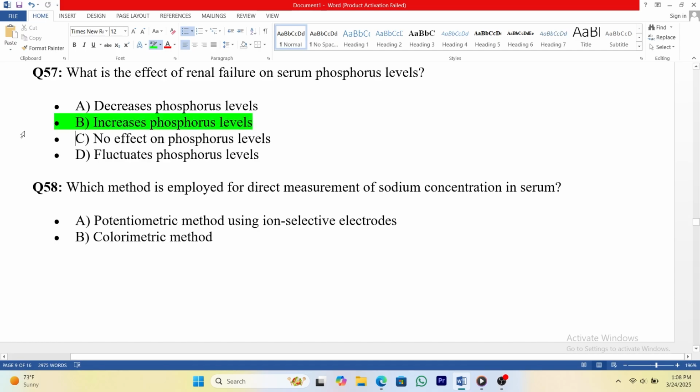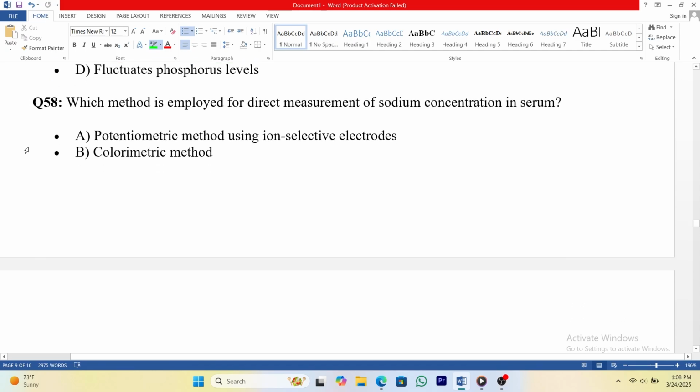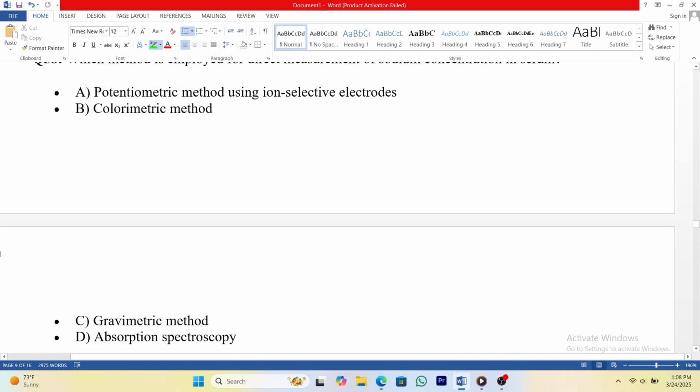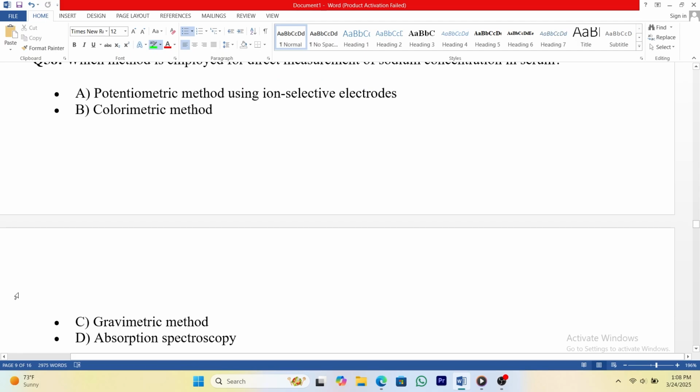58. Which method is employed for direct measurement of sodium concentration in serum? A. Potentiometric method using ion-selective electrodes. B. Colorimetric method. C. Gravimetric method. D. Absorption spectroscopy. Answer: A.